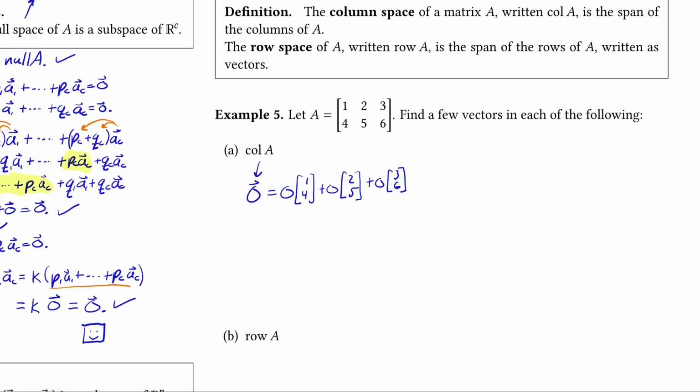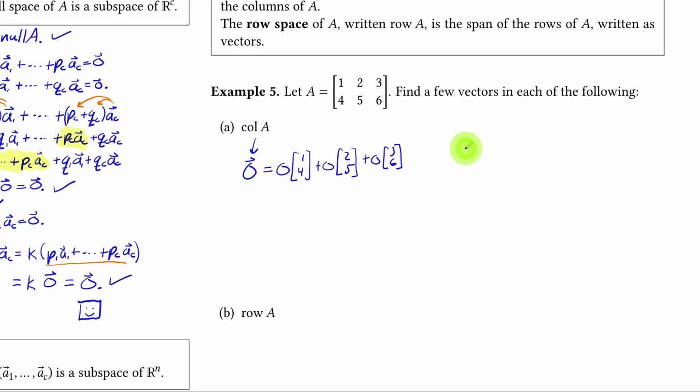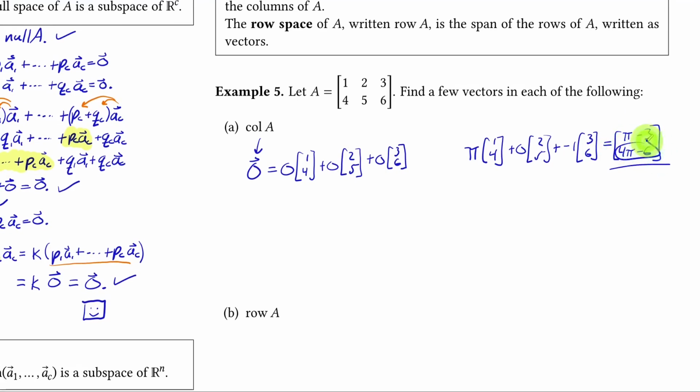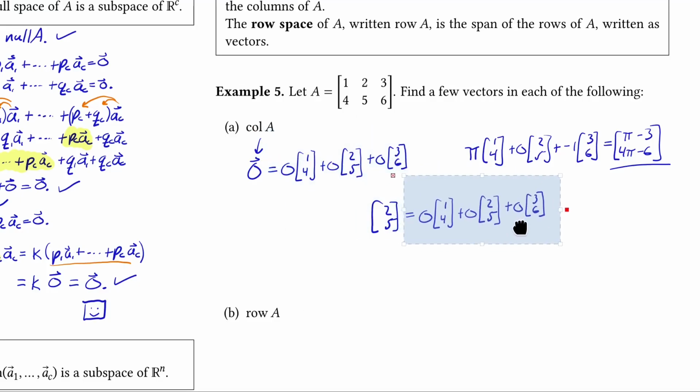So yeah, that is a linear combination of the column vectors. We could also do any other linear combination that you want. So here's another one: the vector where the first component is pi minus 3 and the second one is 4 pi minus 6. Or if you just take one of the columns themselves, like (2, 5), that's in the column space because it's 0 times the first column plus 1 times the second one plus 0 times the third one. So yeah, that should look familiar.